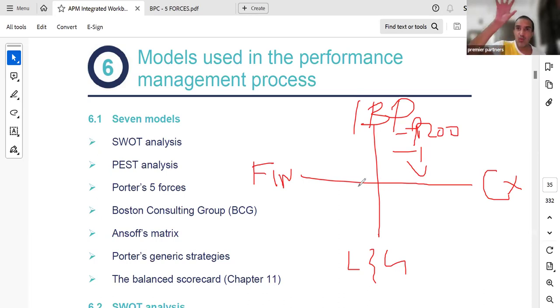Now, when you look at all four, you have a balanced view for your performance evaluation. Rather than only looking at financials, you also need to look at all the other three. And we also call it a model for strategy mapping.